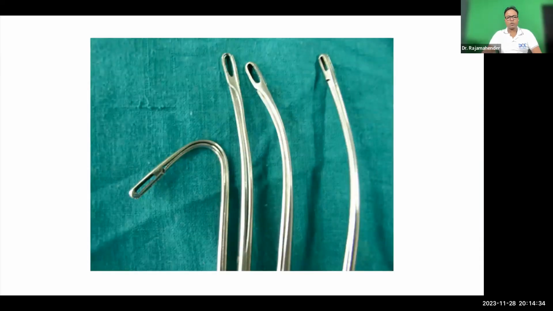Okay. What is the name of this forceps shown here? Can you tell me? This is known as Desjardins forceps, for CBD stone removal.